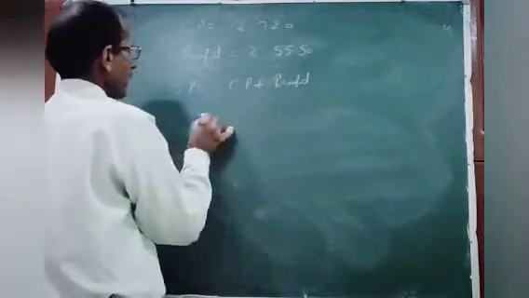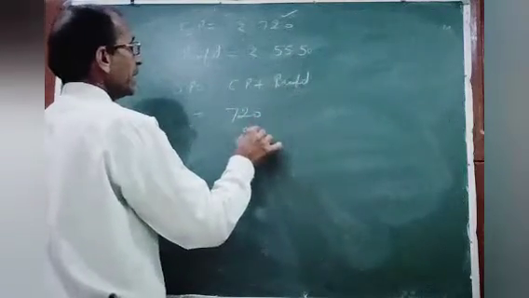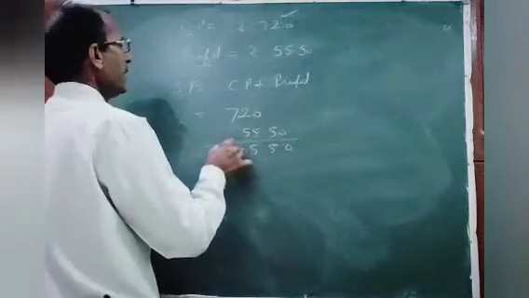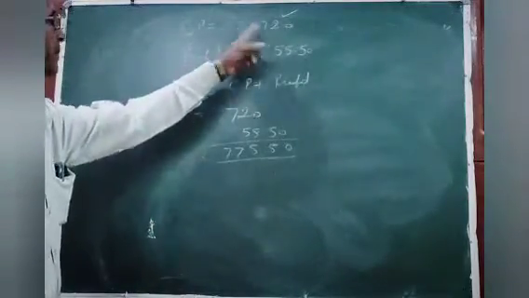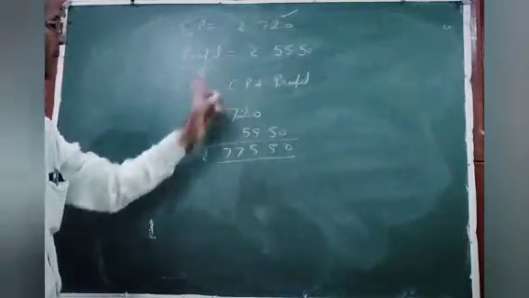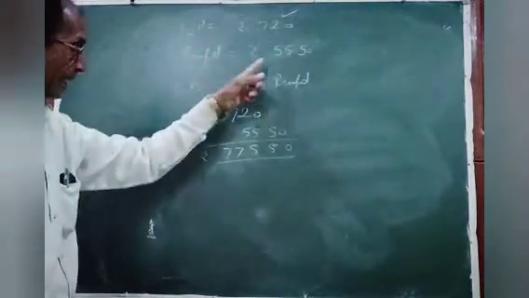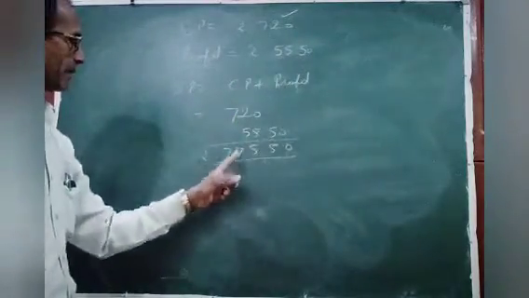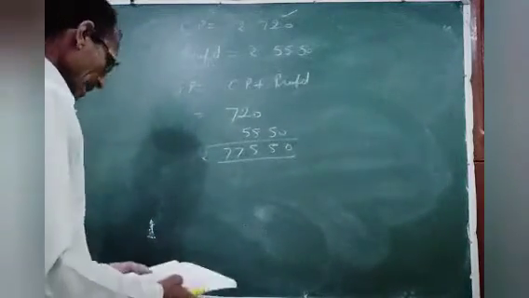CP plus profit. So what is CP? 720. Add profit 50.50. Because profit will always be added to CP and we will get the SP. If loss is there, then subtract loss from CP, we will get SP. Understood? CP is rupees 720, profit is 50.50, so SP will be CP plus profit, so it will be 775.50. So this will be the SP.